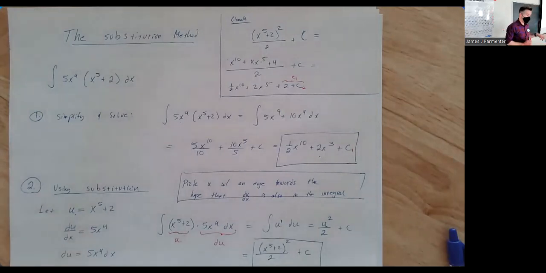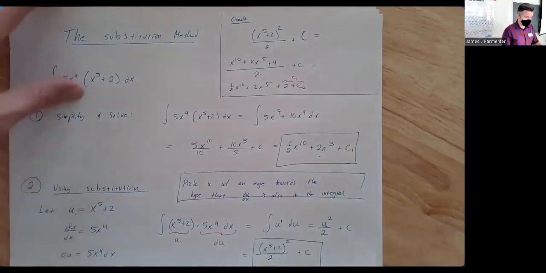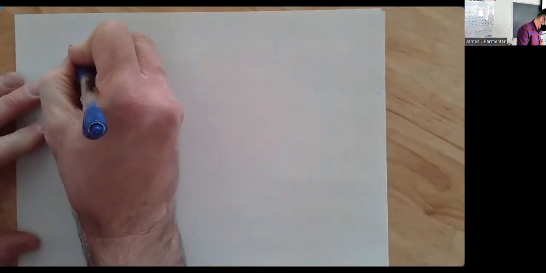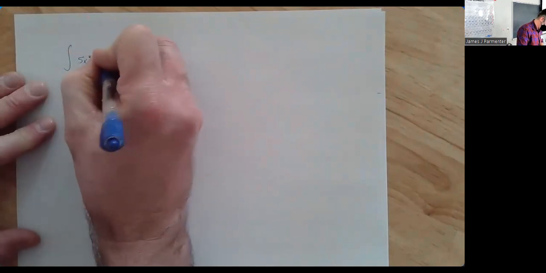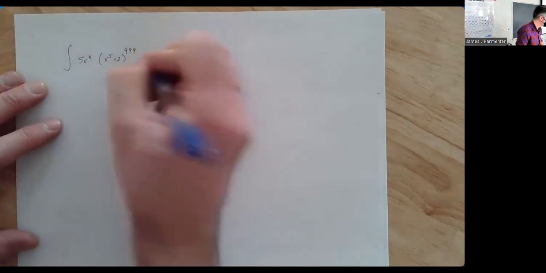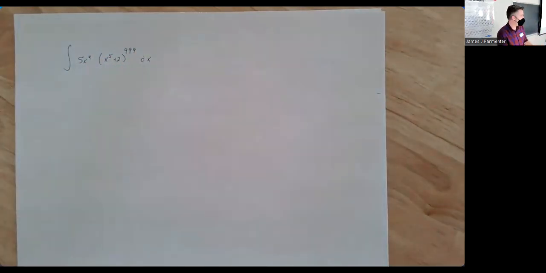But now here's the thing. If instead the question was, what's the integral of 5x to the 4th times (x to the 5th plus 2) to the 999th power? While it's technically possible to multiply out (x to the 5th plus 2) to the 999th power, it's something a computer could do. Multiply it all out, multiply the 5x to the 4th through, you get 1,000 terms, differentiate each one of them, and you get an answer. That's not the way you want to do it.